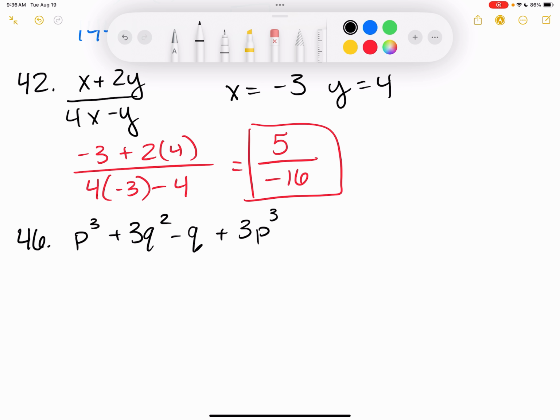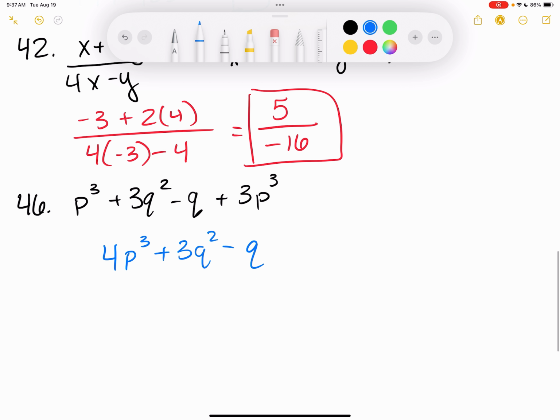What are we doing now? Combining like terms. Yep. 4p cubed plus 3q squared minus q. The order of these doesn't really matter. We usually like to keep things in alphabetical order, but it's not really that big of a deal with this particular problem. All right, last one.